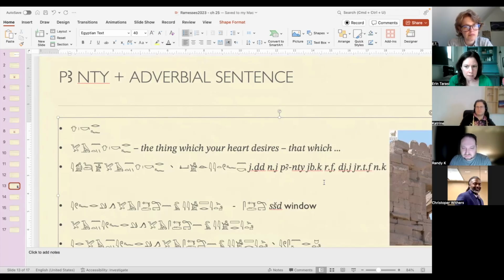Ooh, it just fit. Okay, and how would you translate that? Tell me what your heart desires. I will give it to you. Or I will do it for you, actually. I will do it for you. Mhm. Do it for you, of course.